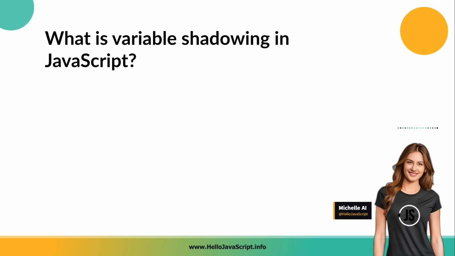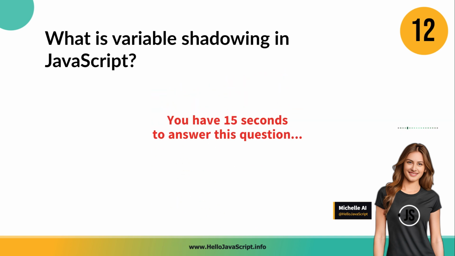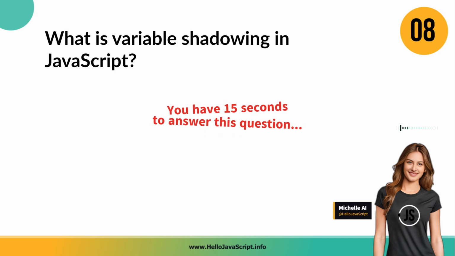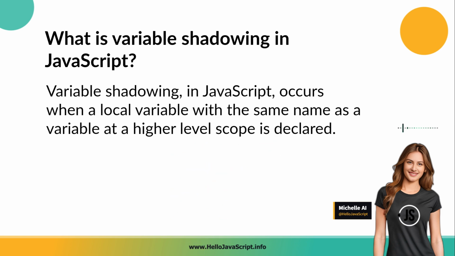This is the next question. What is variable shadowing in JavaScript? Here is the response to this interview question. Variable shadowing, in JavaScript, occurs when a local variable with the same name as a variable at a higher level scope is declared.